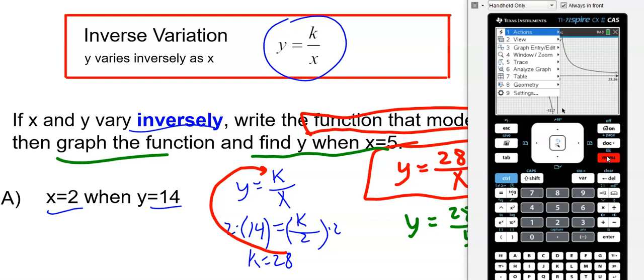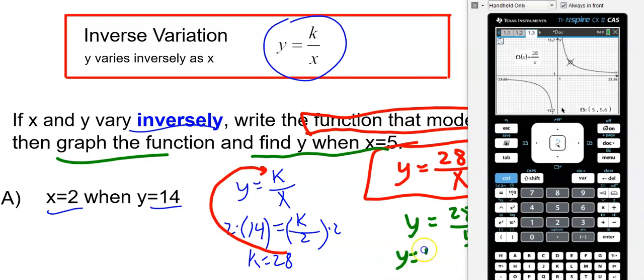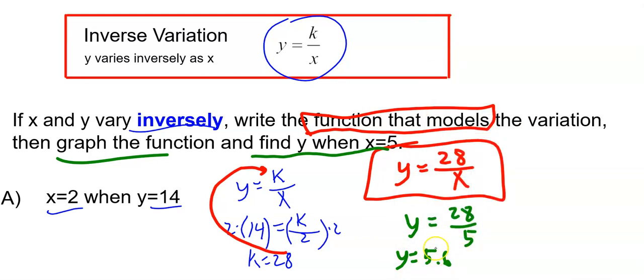So if you go trace menu 5.1, you can type in a value like 4, it jumps there, but 5 is the one we want to know about. For 5, the answer should be y equals 5.6, which is the same answer. So if you use your calculator, you got 5.6. If you just plugged it in, you got 28 over 5. Those are the same thing there.